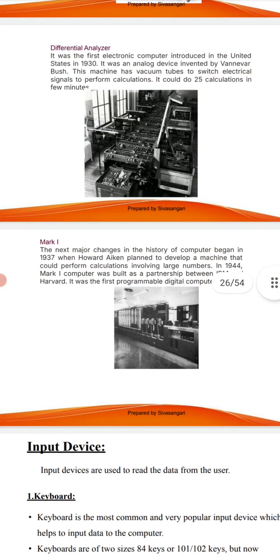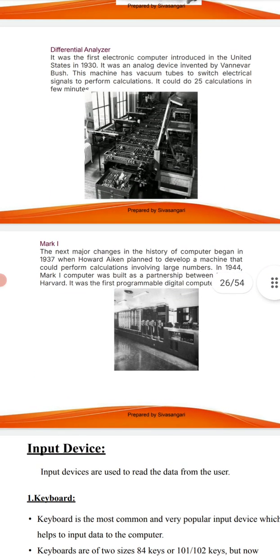Next one is Mark-I. The major changes in the history of computers began in the year 1937 when Howard Aiken planned to develop a machine that could perform calculations involving large numbers. In 1944, the Mark-I computer was built as a partnership between IBM and Harvard. It was the first programmable digital computer.